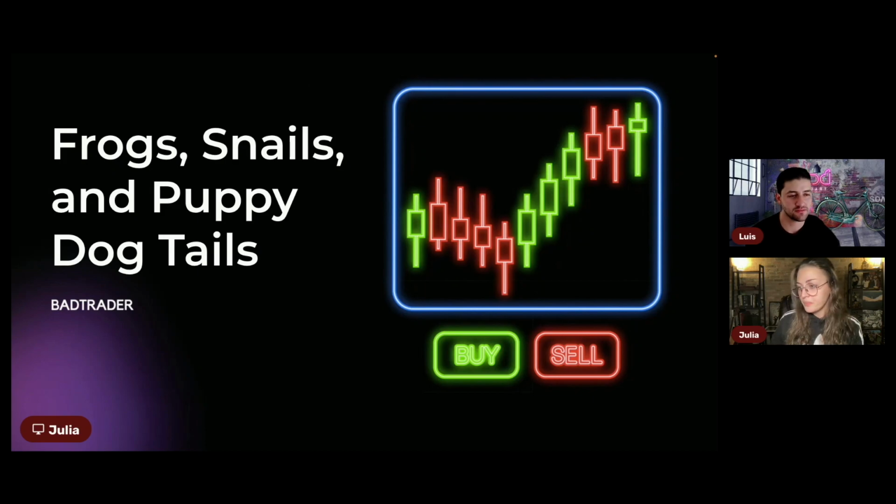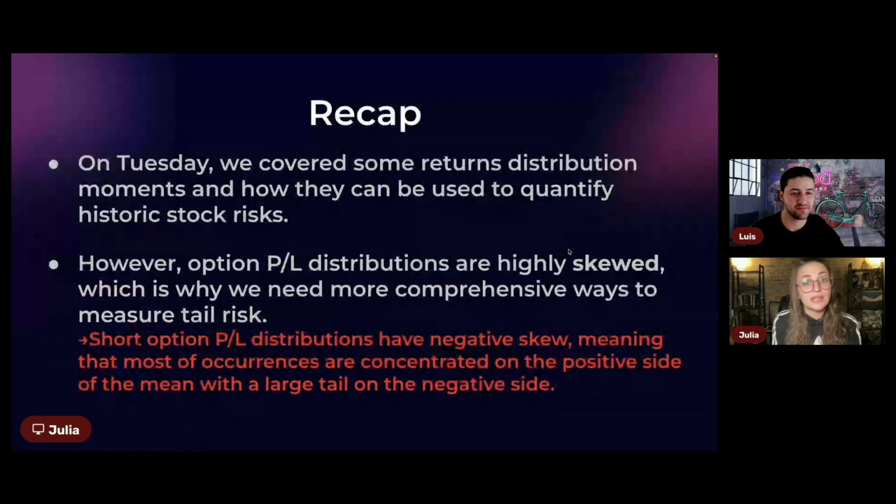Makes sense. Perfecto. So just to quickly recap, on Tuesday we covered some returns distribution moments and how they can be used to quantify historic stock risks. So this is looking at the mean of the returns distribution, the standard deviation. We also talked a little bit about skew and kurtosis. But option P&L distributions are highly skewed, which is why we need more comprehensive ways to measure tail risk.